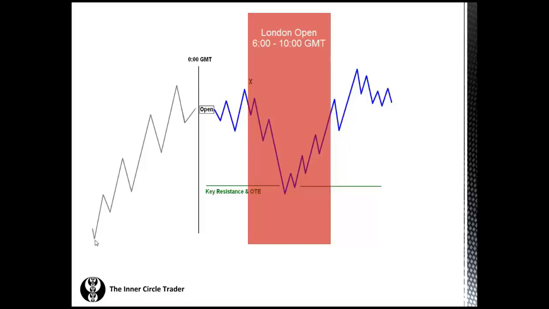But you would run your fib from this point here to the highest high, either inside of this day or whatever high has formed here, and you would pull that fib here, and then you would look for optimal trade entry to pull back into as the Judas swing breaks down. That's how you time your London Open buys, assuming you have a bullish market structure and everything is expected to go higher.